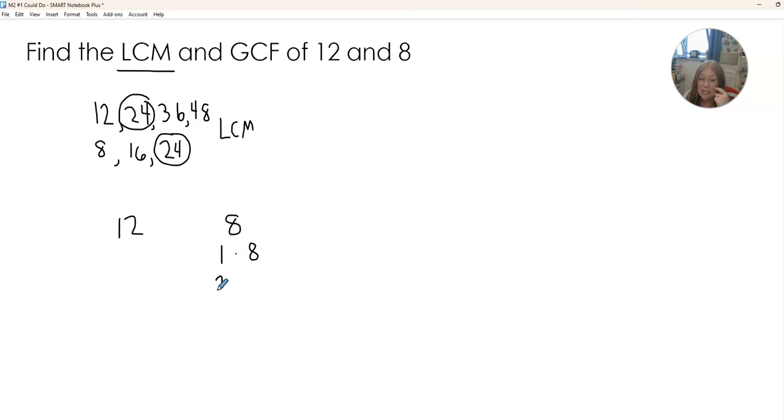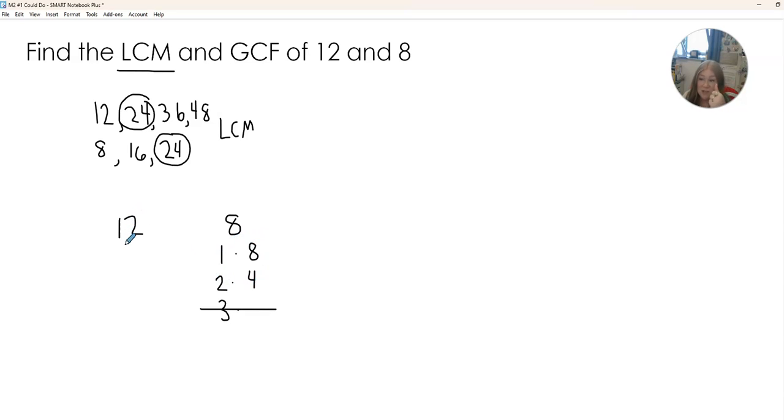So now I'm going to ask, can 2 be a factor of 8? 2, 4, 6, 8. 4 times. 2 times 4 makes 8. So now we're going to ask, can 3? 3, 6, 9? No, we'll cross that off. Oh, we already have 4. When we already have a number, we know we're done. So this is my list of factors for 8.